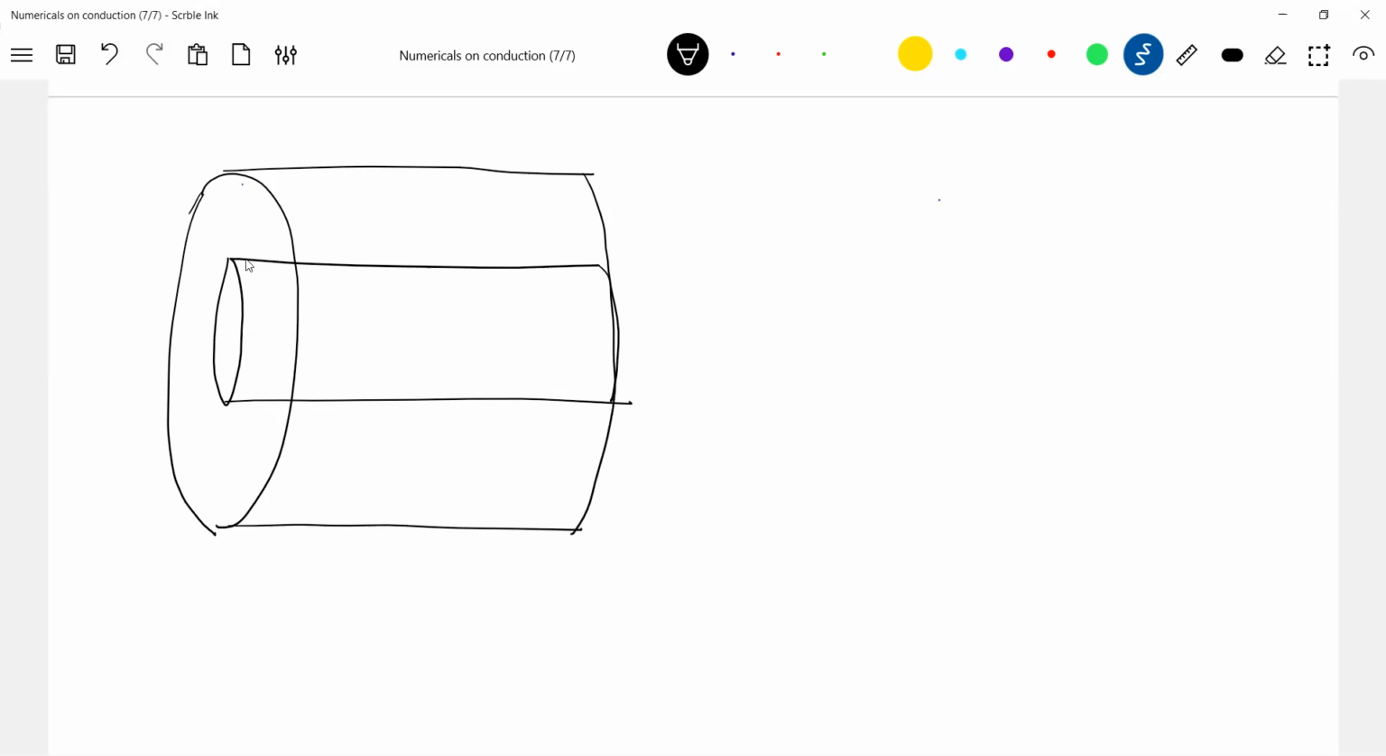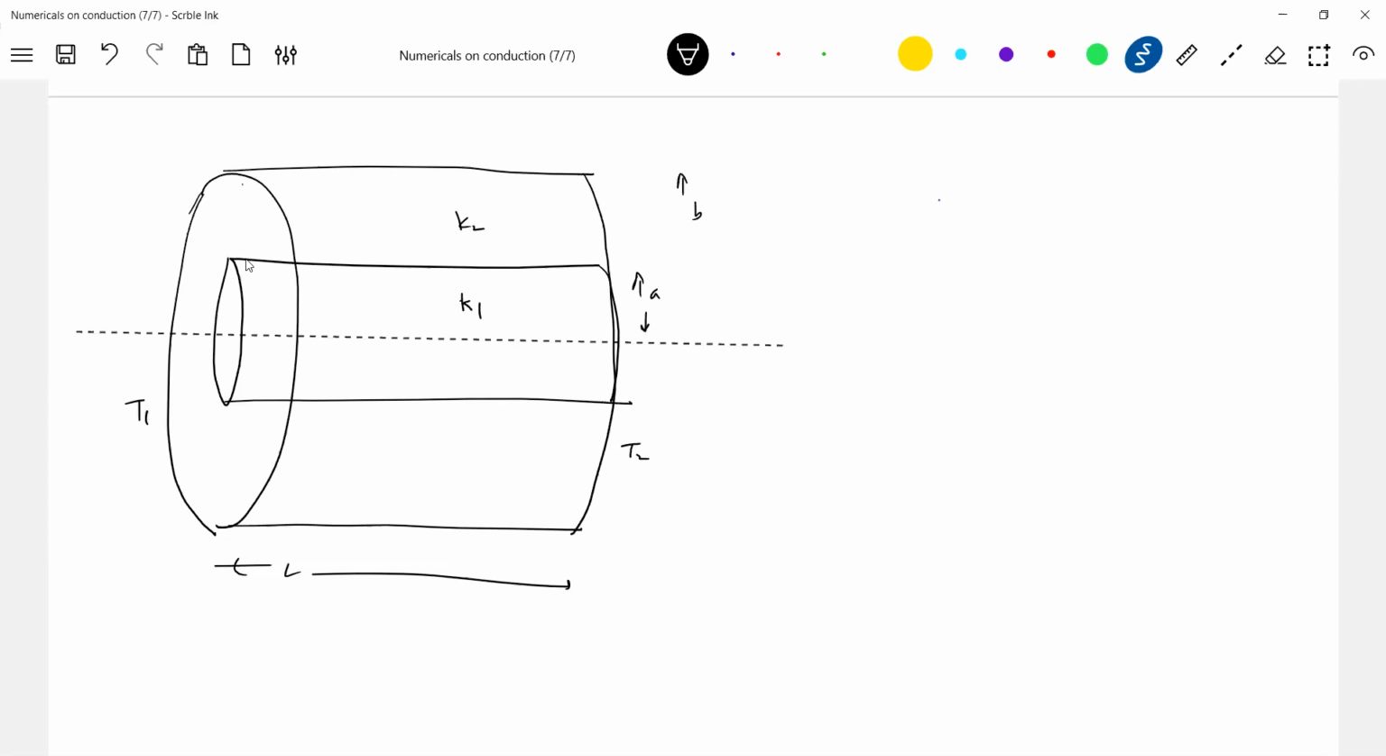Okay, I do have two cylinders and this is the axis. This is having thermal conductivity K1, K2. The temperatures I'll maintain like this. Let L be the length. Radius of this is A. This is B. I'm maintaining the ends at temperature T1, T2.